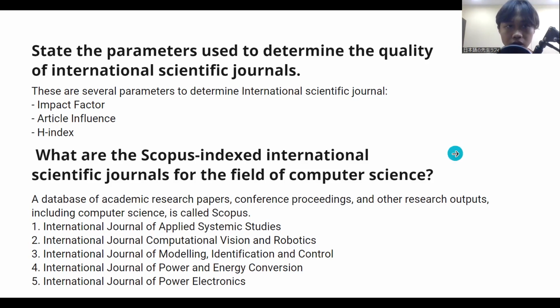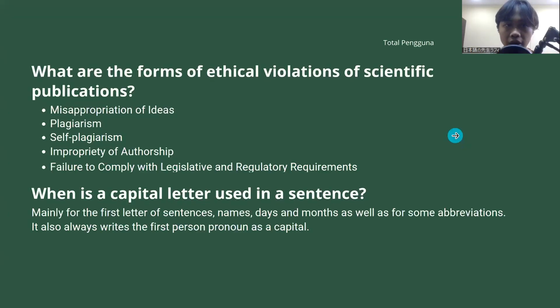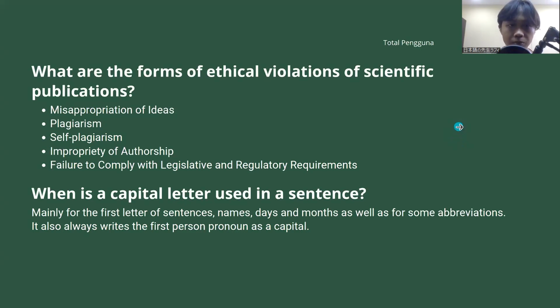Okay, we go to the next question. It is, what are the forms of ethical violation of scientific publication? The first is misappropriation of ideas, plagiarism, self-plagiarism, impropriety of authorship, failure to comply with legislative and regulatory requirements.